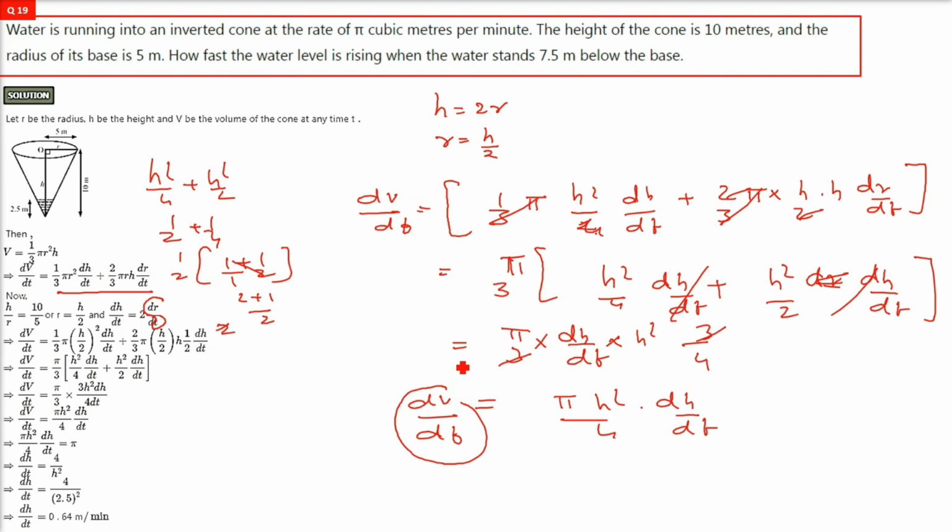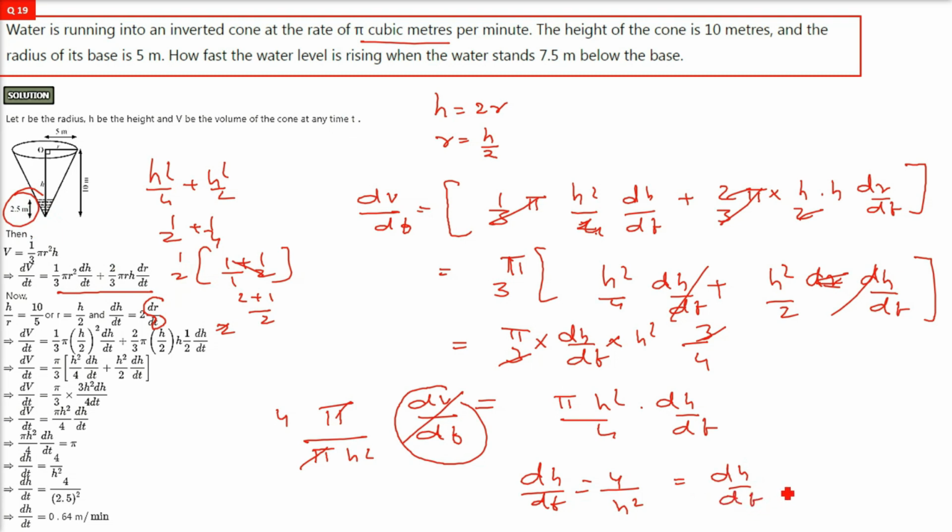Now dv by dt is already given, as I told you earlier. Water is running into an inverted cone at the rate of pi cubic meter per minute. dv by dt, just place pi. Then you can bring things down so that they get cancelled out, and finally you can find out dh by dt. So this is 4 by h square, and at what height you have to find out? 2.5. It is already given in the question. So this dh by dt will be 4 divided by 2.5 whole square, that is going to be 0.64 meter per minute. Let me write it here, it is 0.64 meter per minute. So this is your answer.